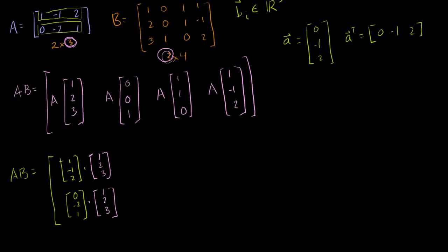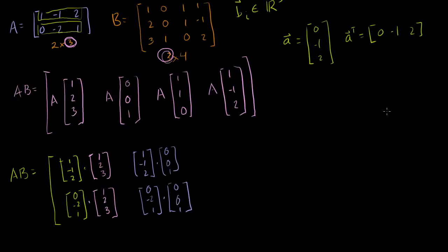And I'll just switch maybe to one neutral color now. So then A times 0, 0, 1, that's going to be the first row of A, expressed as a column vector. So we can write it like this. 1, minus 1, 2 dot 0, 0, 1. And then we have the second row of A dotted with this column vector. So we have 0, minus 2, 1 dotted with 0, 0, 1.